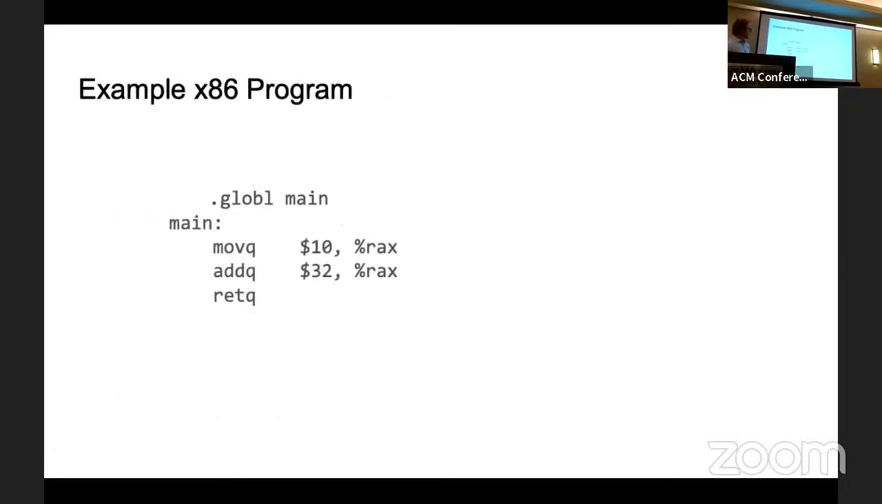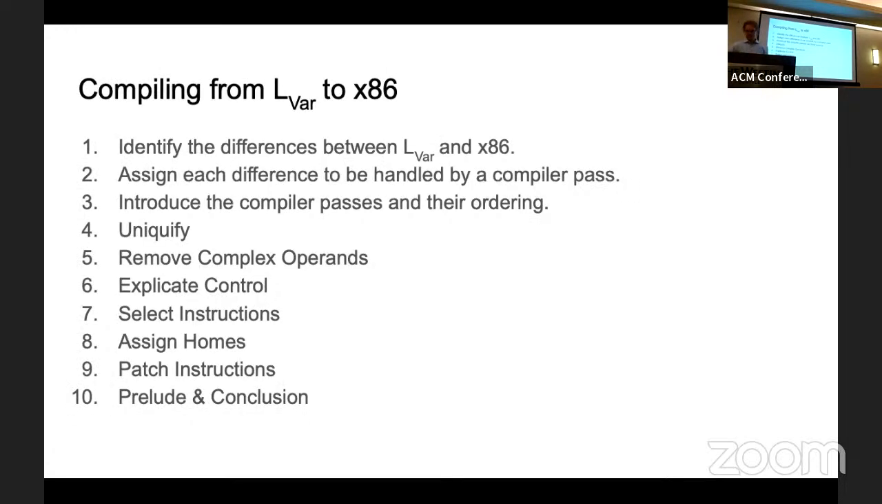Okay, and here's a tiny little x86 program where you're putting 10 in the RAX register, adding 32 to that register, and then returning from your function. And of course, the calling convention says that the return value goes there. All right, so that's sort of the overview here.